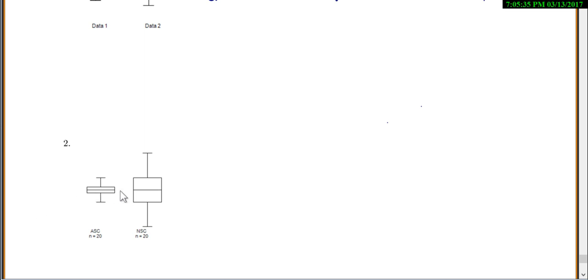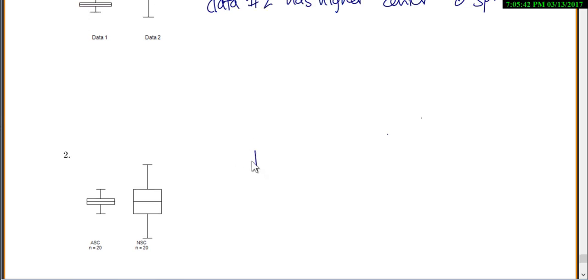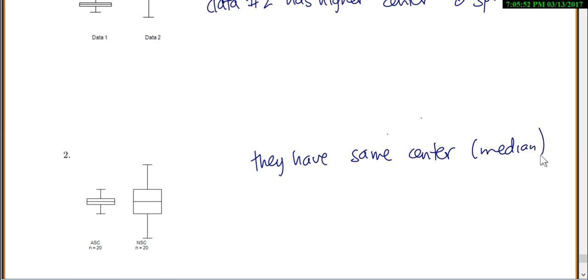Let's see, number 2, if you look at these, notice that the medians, or the middle line here, seem to be about the same. So they have the same center, or median. But it looks like the second one has a much bigger spread. The data is much more spread out, a bigger box. So the second has a higher spread.